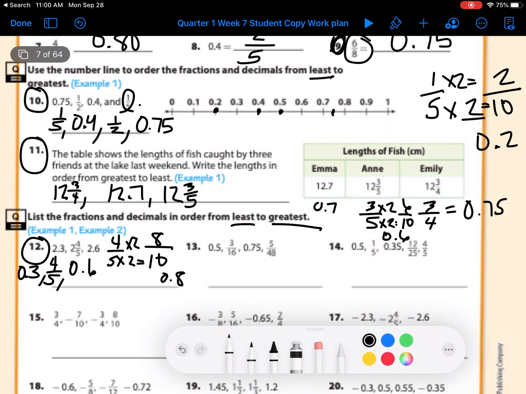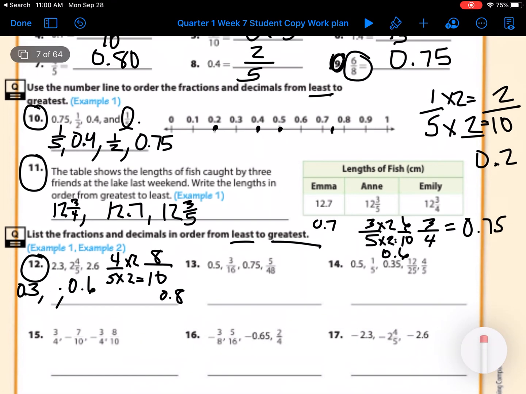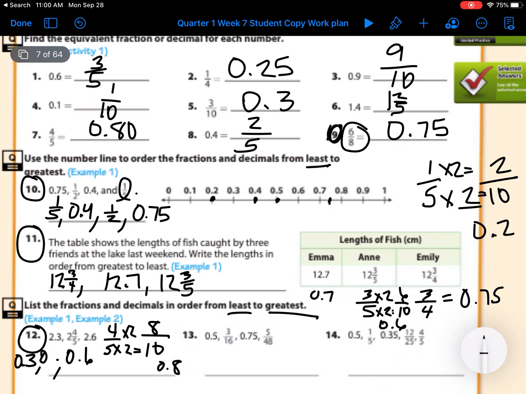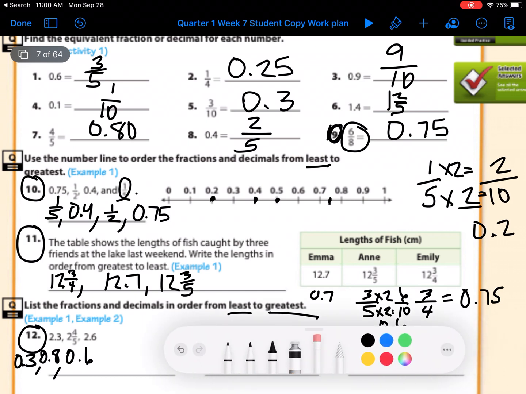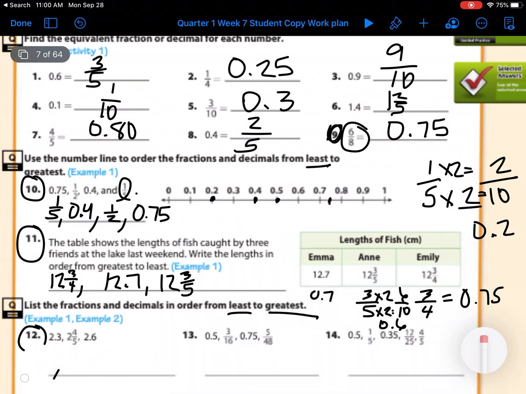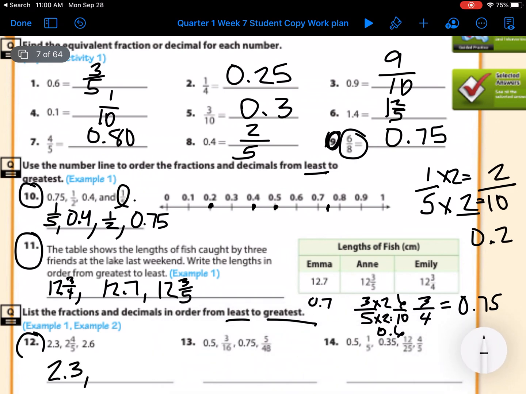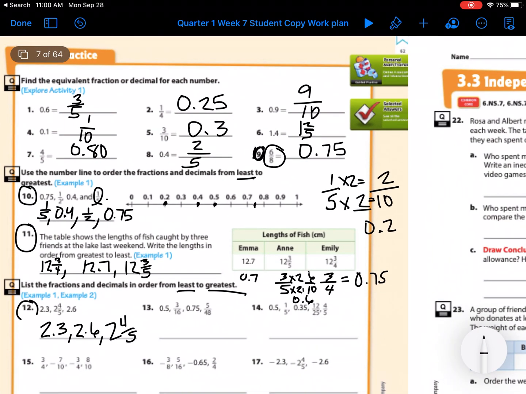So I'm going to rewrite them as 0.3, 0.8, and 0.6. So now you can easily see, well, from least to greatest, it would be 0.3, 0.6, and 0.8. So 2.3, 2.6, and 2 4/5. That's my final answer. And remember, you always want to keep it in the same form it gave you. So that's today's homework explanation.